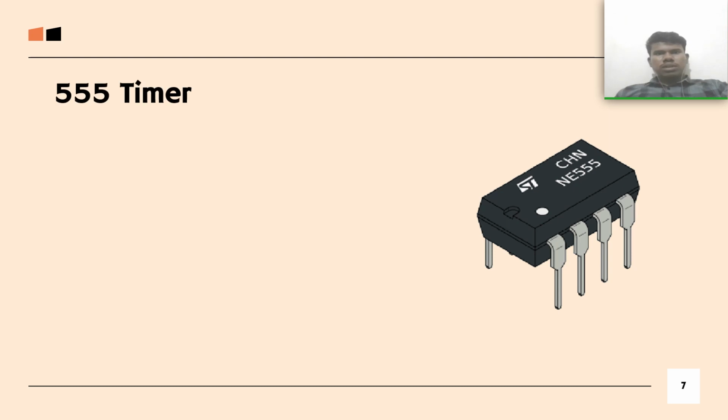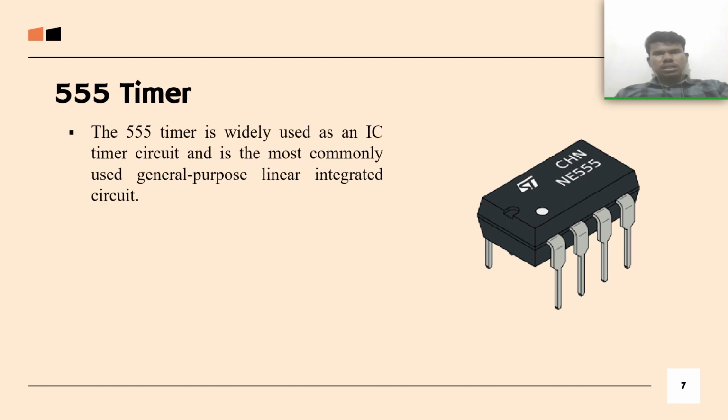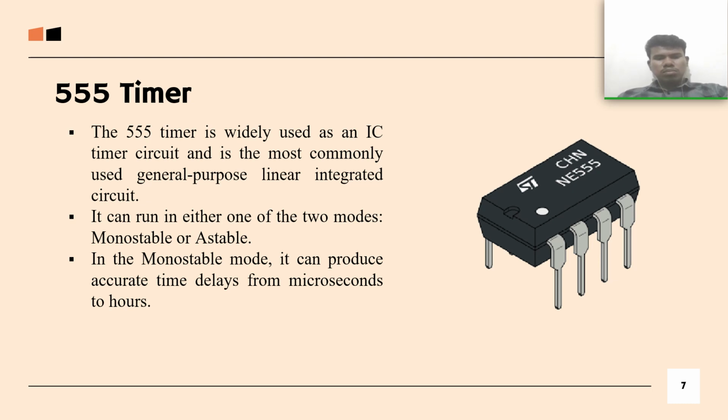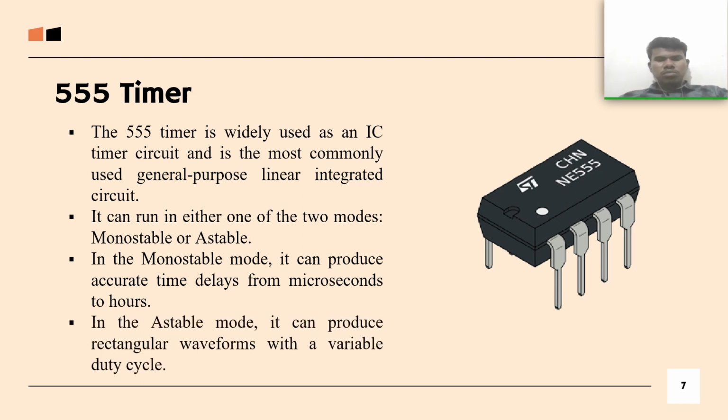Though we have used 555 timer in this project, let's discuss what is 555 timer. The 555 timer is widely used as an IC timer circuit and is the most commonly used general purpose linear integrated circuit. It can run in either of the two modes, monostable and astable. In the monostable mode, it can produce accurate time delay from microseconds to hours. In the astable mode, it can produce rectangular waveforms with a variable duty cycle.